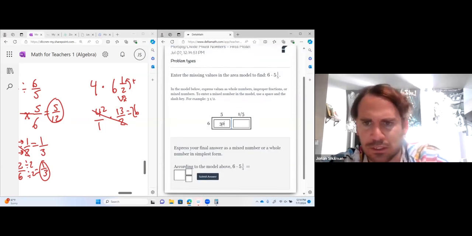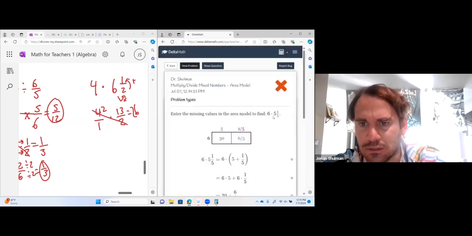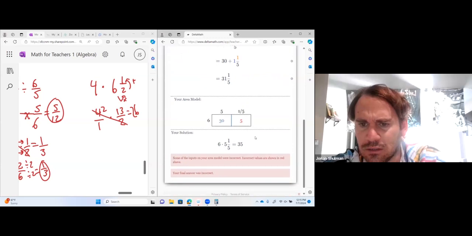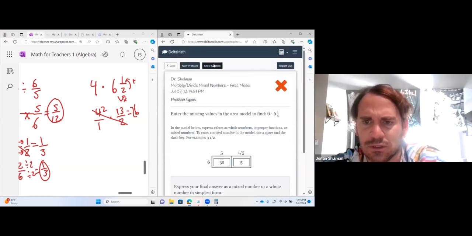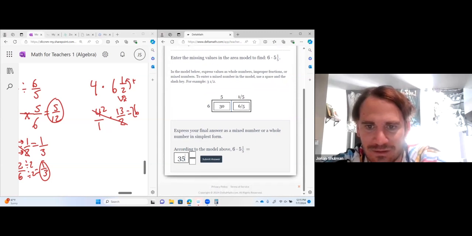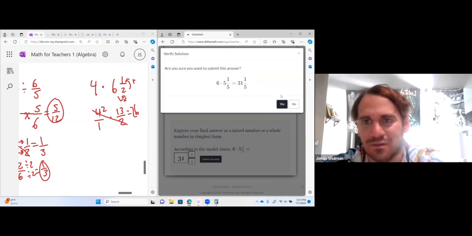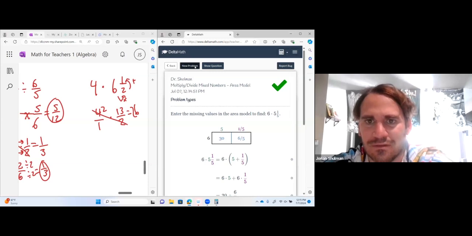6 times 5 is 30. 6 times 1/2 is 5. 30 plus 5 is 35. It's weird none of them have the mixed numbers. What? Did I make a mistake? Let's just see the question again. Oh yeah, because 6 times 1/5 is now 5. I did 30, so this is 6/5. So it's 31 and 1/5. Nice. All right. Let's do one more of these.